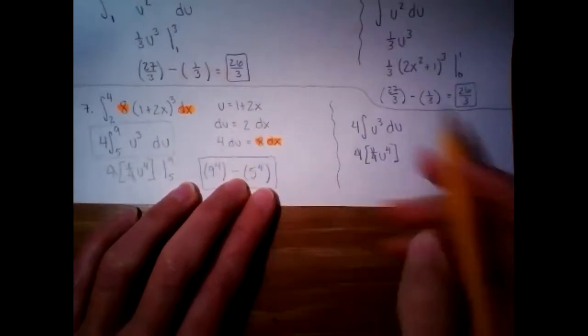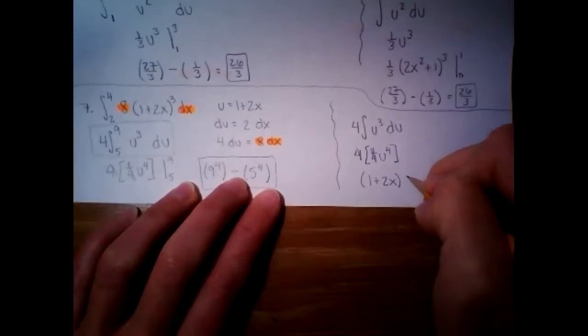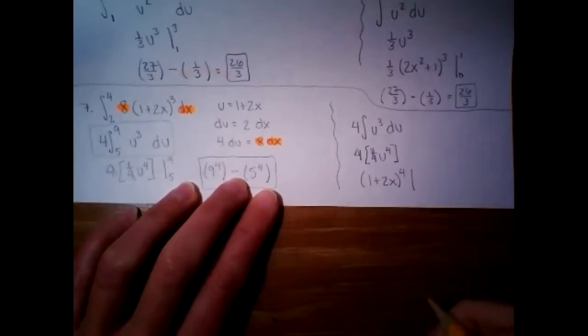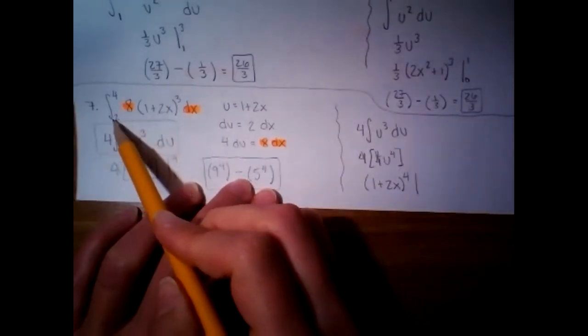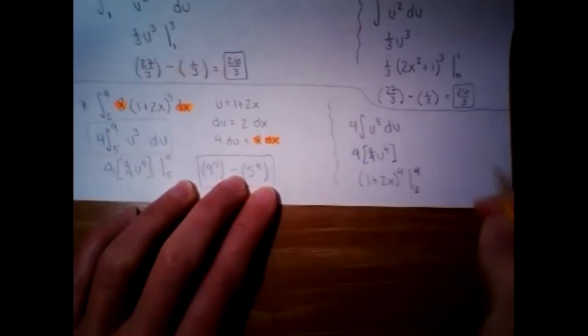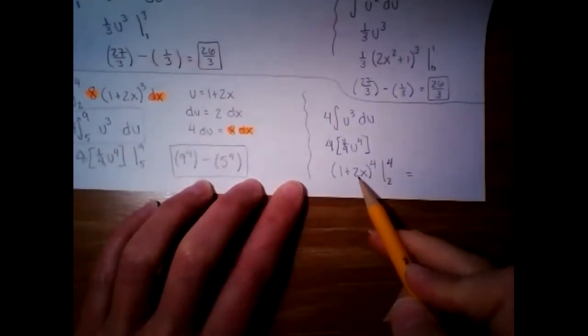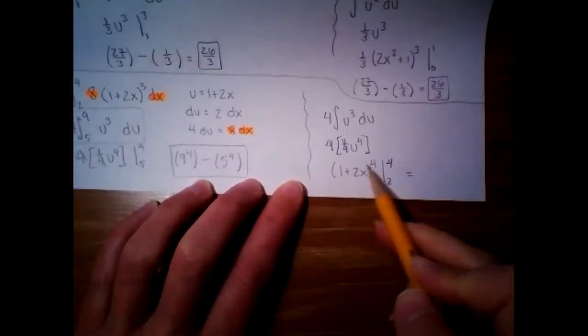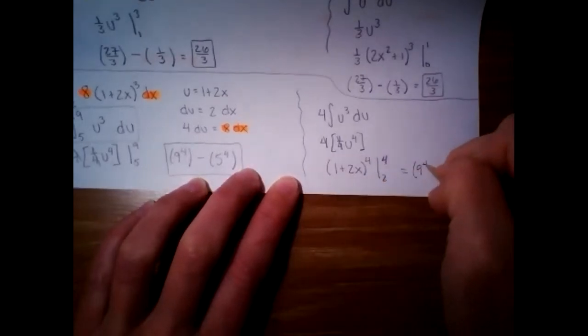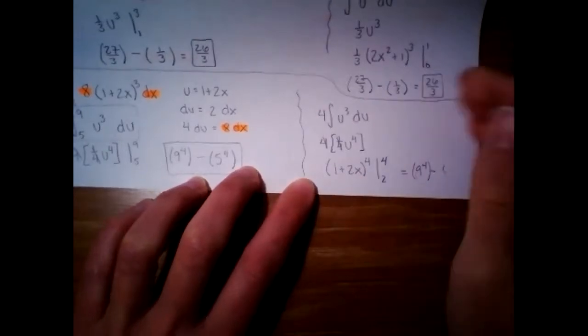So this would be 1 plus 2x to the 4th, and you would leave the boundaries the same as they were. You don't have to adjust them. So it would be from 2 to 4. But it's going to come out the same. If you plug in 4, you're going to get 9 to the 4th, minus, and if you plug in 2, you're going to get 5 to the 4th.